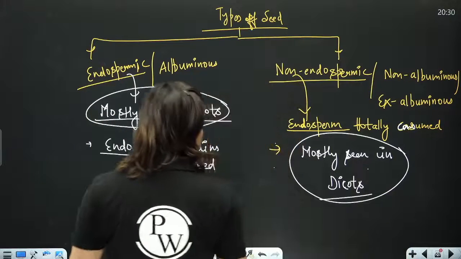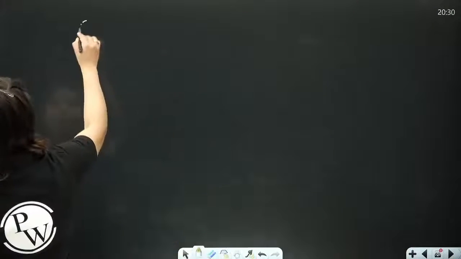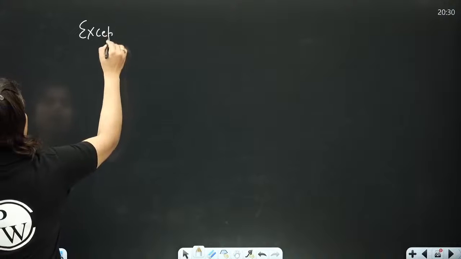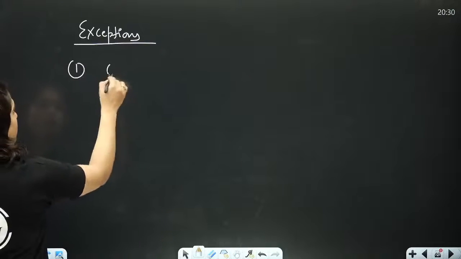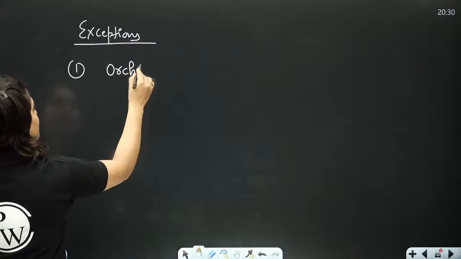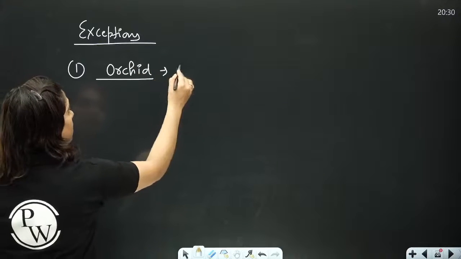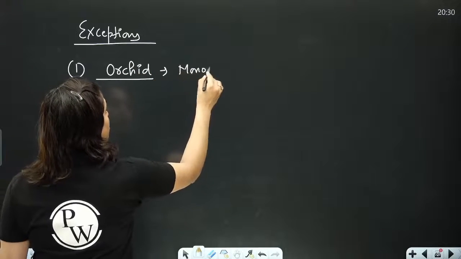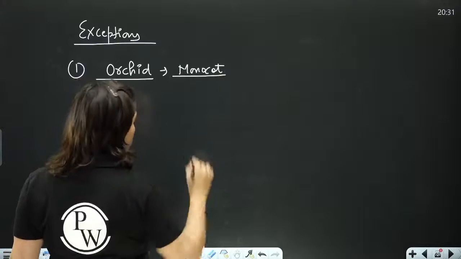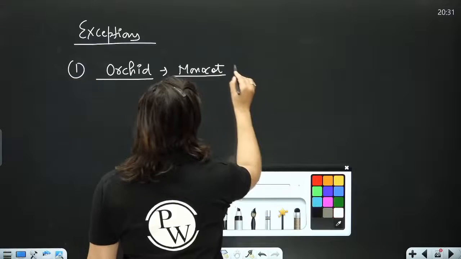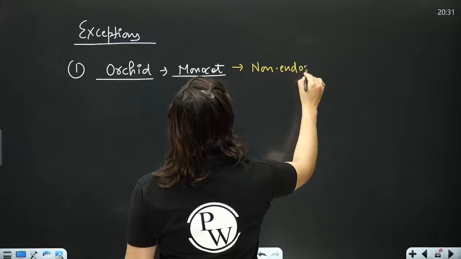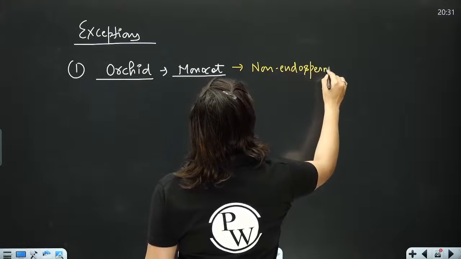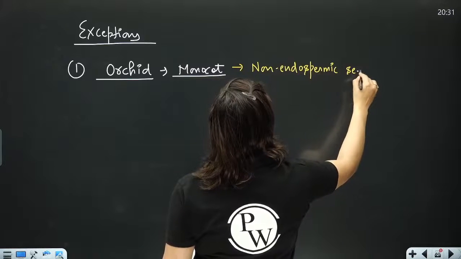But there are some exceptions to it, and these exceptions are important. What are the exceptions? First, orchid. Orchid is a monocot, right? So what sort of seed should be present in it? Endospermic. But no, it is a monocot, but still it has non-endospermic seed. So these exceptions are important.